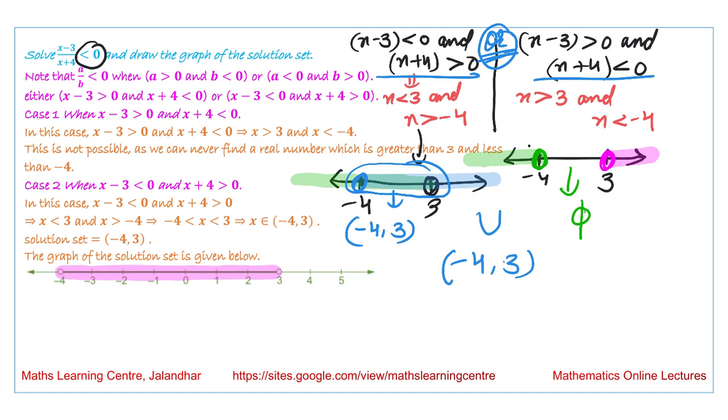This is minus 4 to 3, and minus 4 is not included and 3 is not included. Both these points are not included.